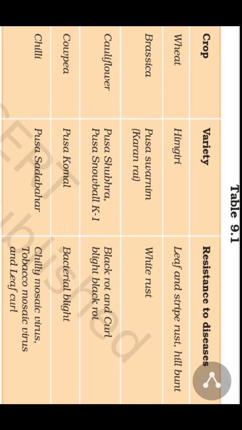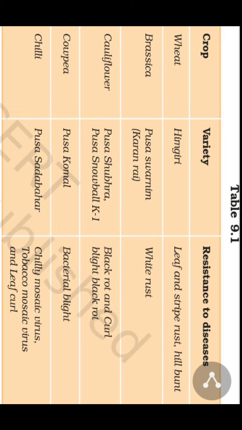And what about bacteria? Bacteria also can cause several dangerous diseases to the entire crop, season to season, such as black rot of crucifers. In crucifers, black rot disease can be seen. You can see table 9.1 on the screen. It is very important. The black rot disease in crucifers is caused by bacteria, very important for competitive examinations as well as other theory board examinations.